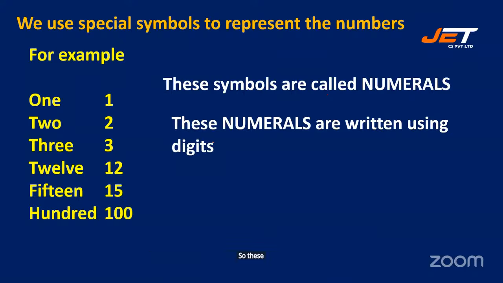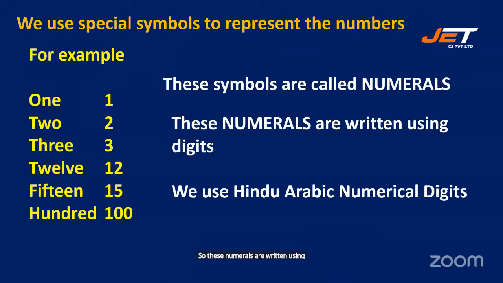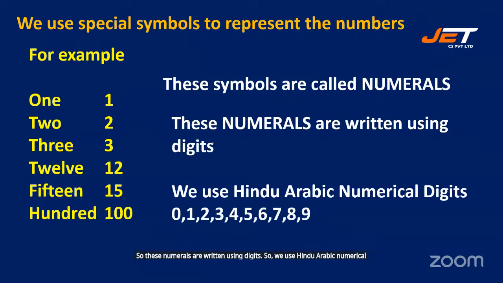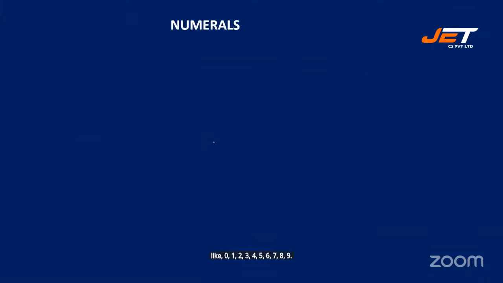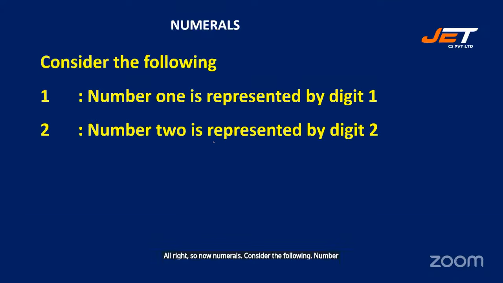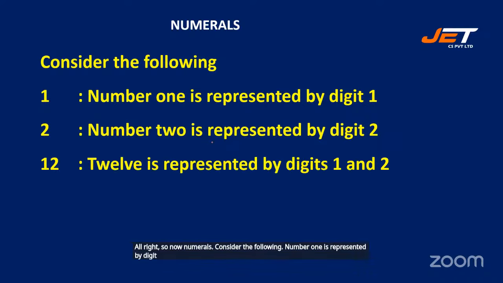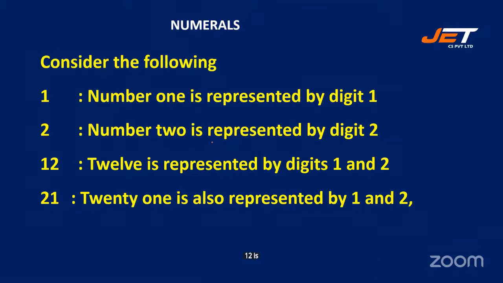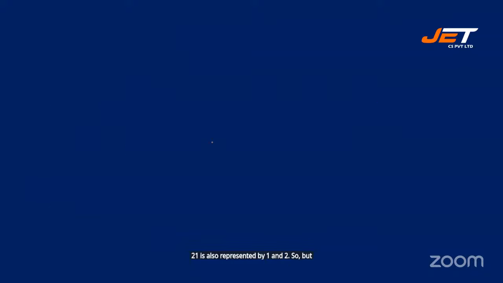So these numerals are written using digits. We use Hindu-Arabic numerical digits like 0, 1, 2, 3, 4, 5, 6, 7, 8, 9. All right. So now, numerals, consider the following. Number 1 is represented by digit 1. Number 2 is represented by digit 2. 12 is represented by digits 1 and 2. Together we write it as 12. 21 is also represented by 1 and 2, but in a different order.